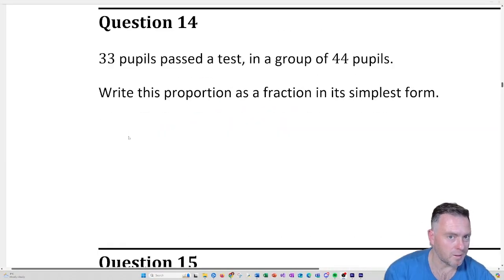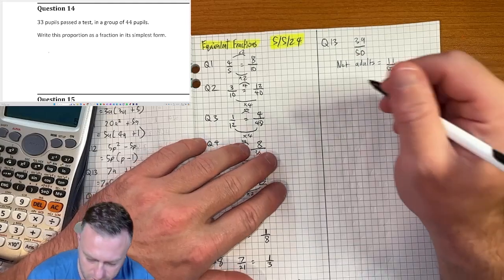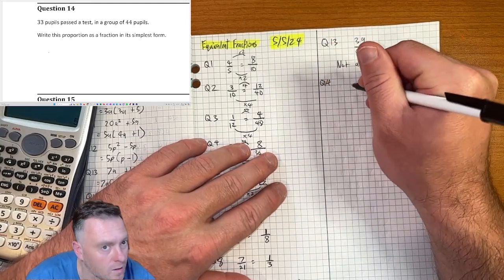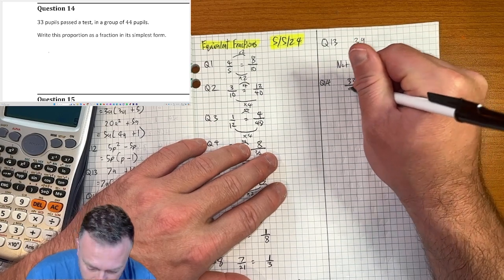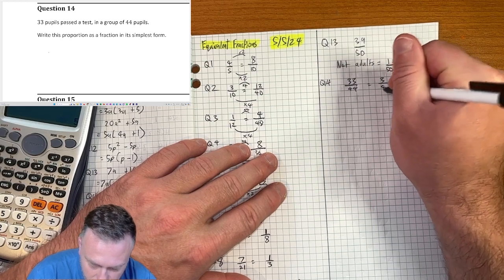33 pupils passed out of 40. Write this proportion as a fraction. So question 14. 33 out of 44. I'm going to divide both the top and bottom by 11, so then we get 3/4.